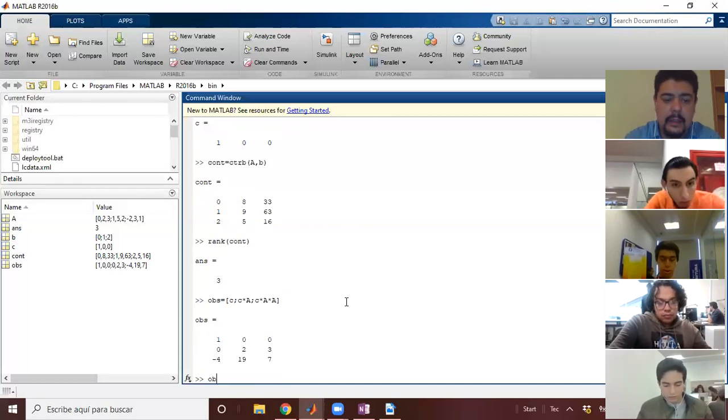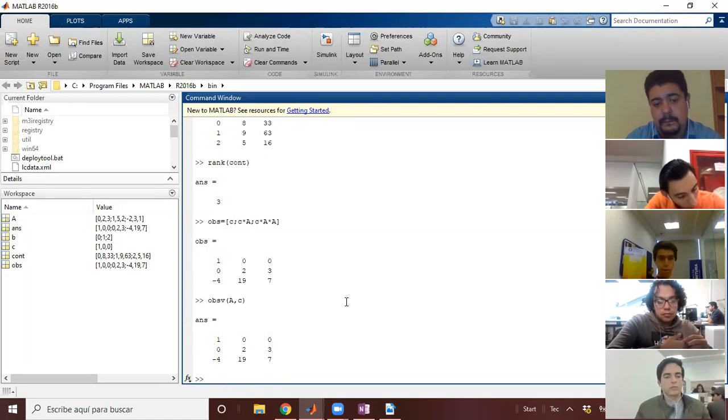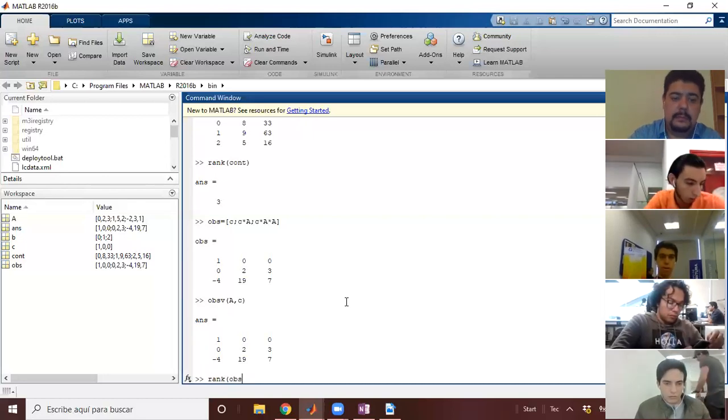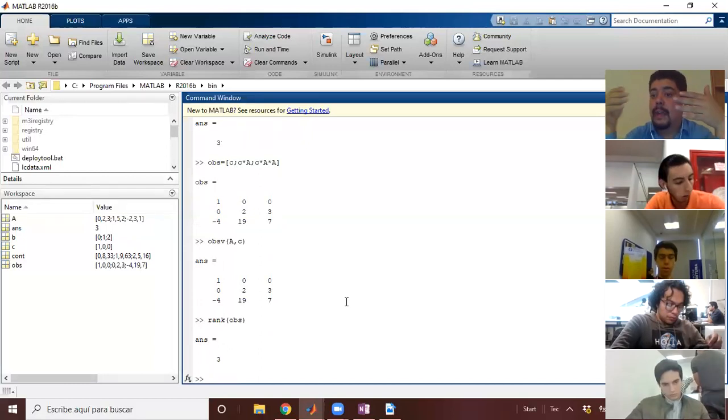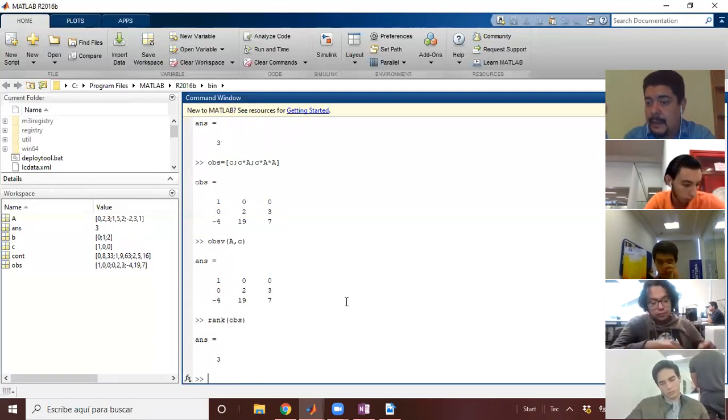Or we can write obsv of A and C. This is how we can compute it automatically in MATLAB. And the rank of the observability matrix is 3. So the system is observable. So we can control it and we can observe its internal variables. We can estimate the internal variables of the system.